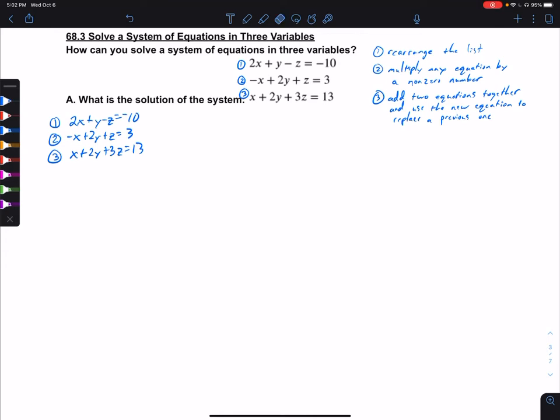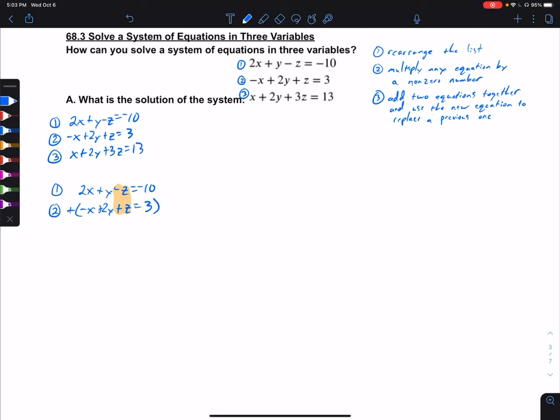So first thing I'm going to do is try to eliminate a variable. You can eliminate x or y or z, whichever one you want. What I'm going to do is take equation 1 and equation 2, and I'm going to add those up. The reason is that I see my z's can be canceled out. They're opposites. I have a negative z and a positive z.